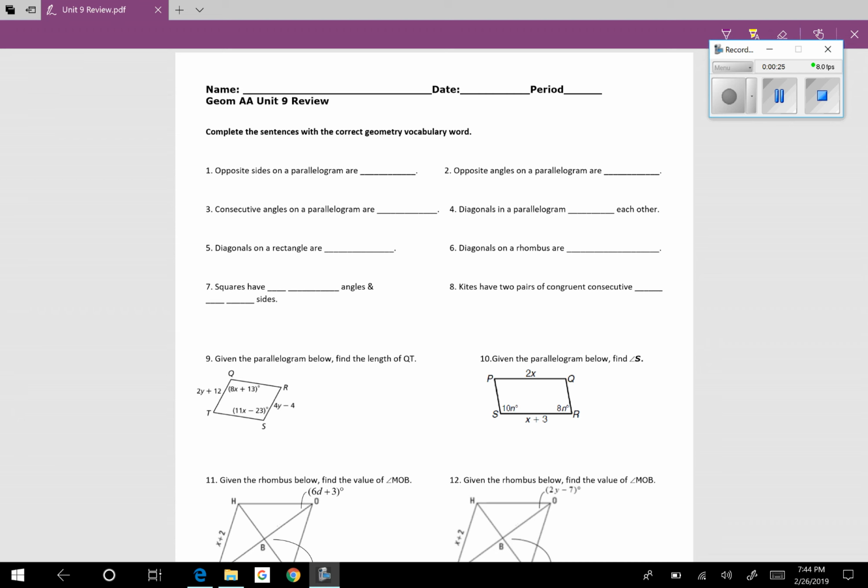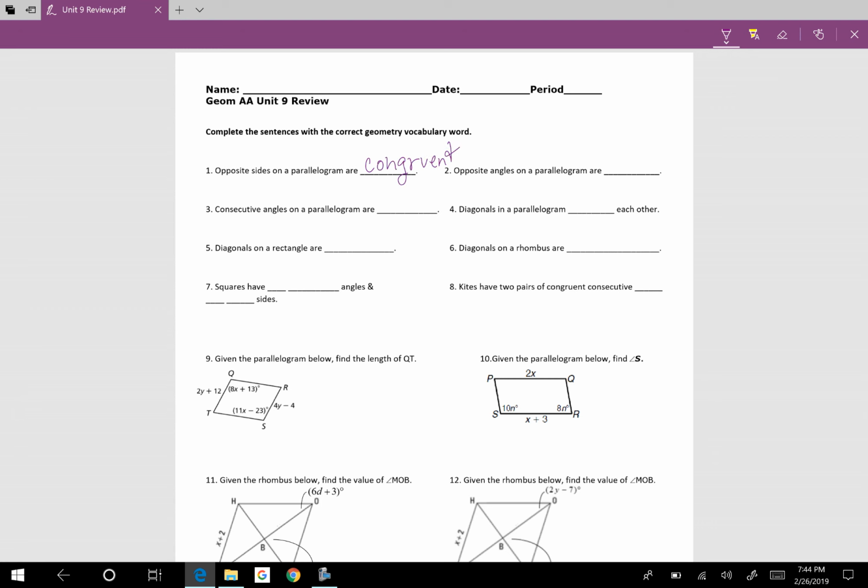So the first one, opposite sides on a parallelogram are congruent. Okay, they are congruent. So that's opposite sides on a parallelogram. Now, opposite angles on a parallelogram are also congruent. Okay, now consecutive angles on a parallelogram. So that's like the two corners. So if we have a parallelogram here, it'd be like this one and that one. Those two together are supplementary, which means they add to 180.